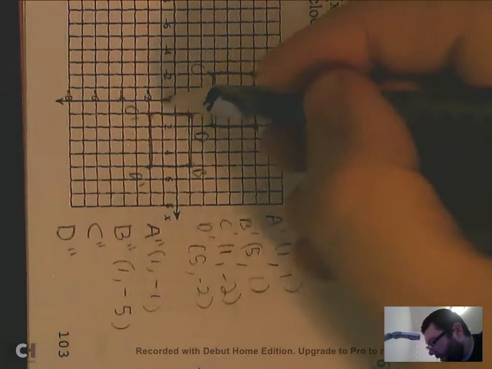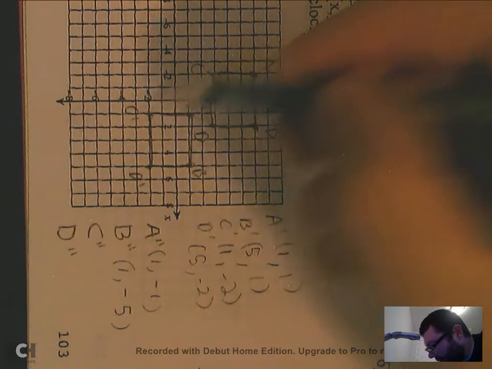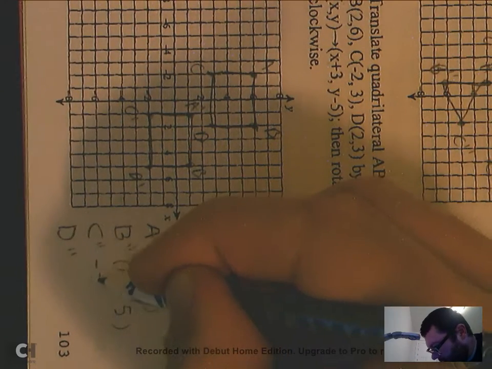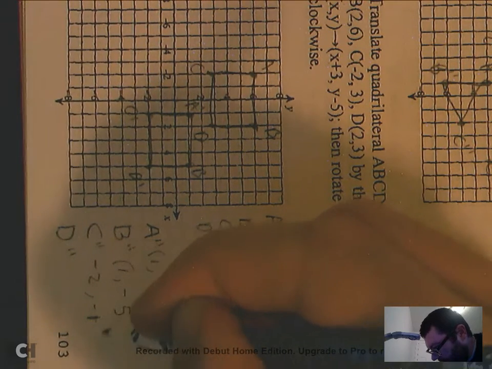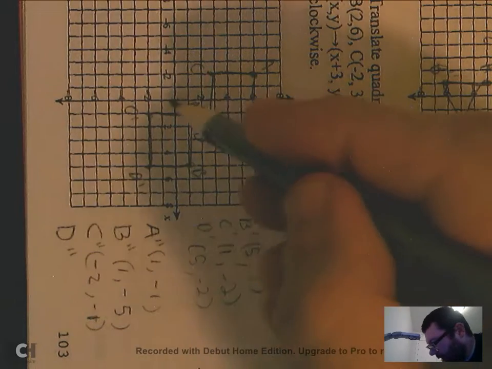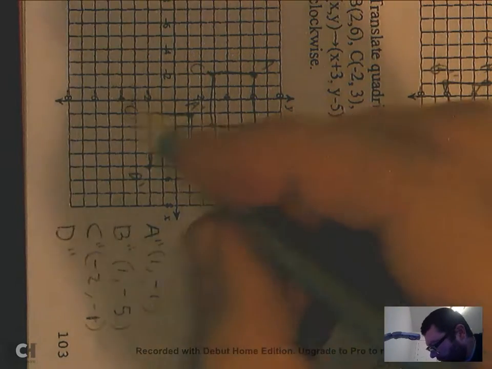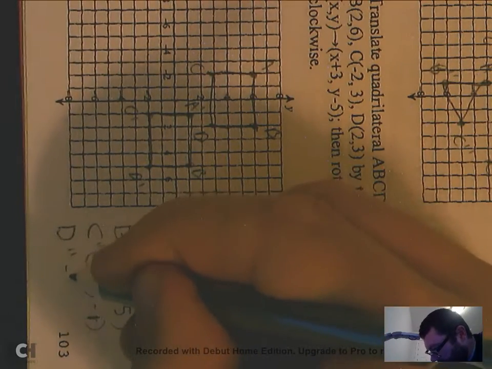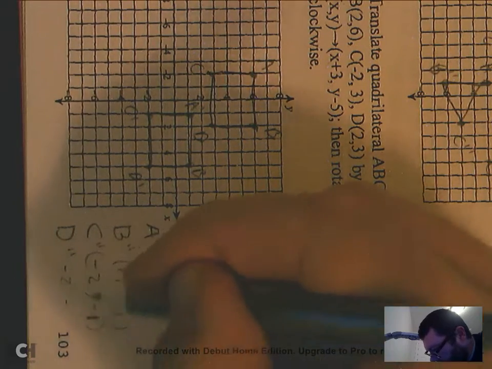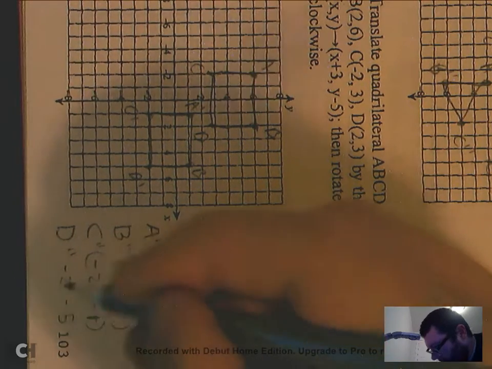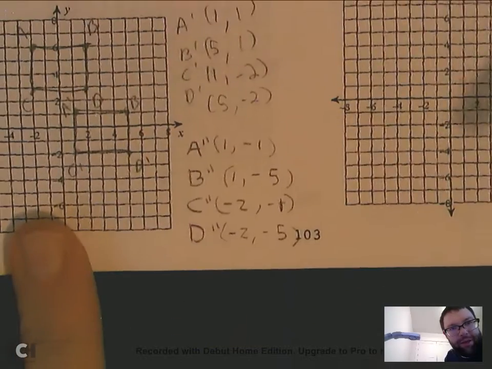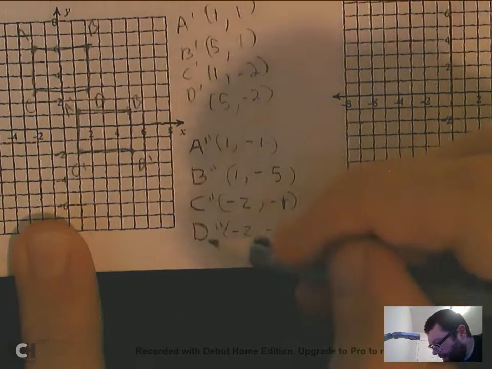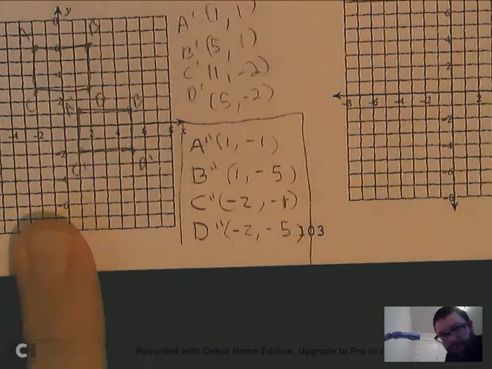Okay, C is going to be at -2, -1. Okay, and D is going to be at -2, -5. Okay, so these are my final answers right here. That's what it is going to end up being for all those points.